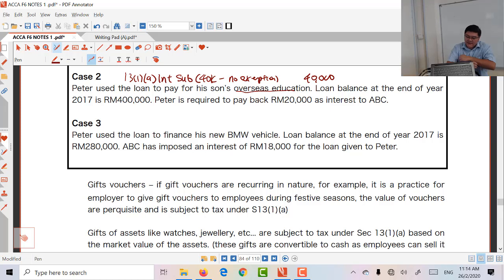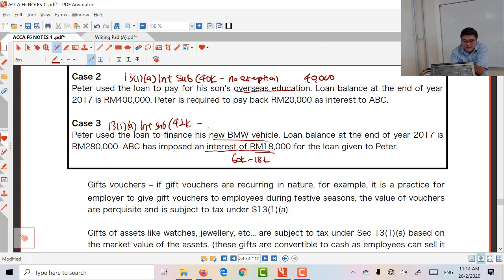Now, in the third case, they say that Peter used a loan to finance his new BMW. He's buying a car. The loan balance at the end of the year is 280,000, and ABC has imposed an interest of 18,000 for the loan given to Peter. Now, this is for a car, for which exemption is given. So again, what is the interest subsidy? The interest is 18, so 60,000 minus 18, meaning you have been subsidized 42,000.